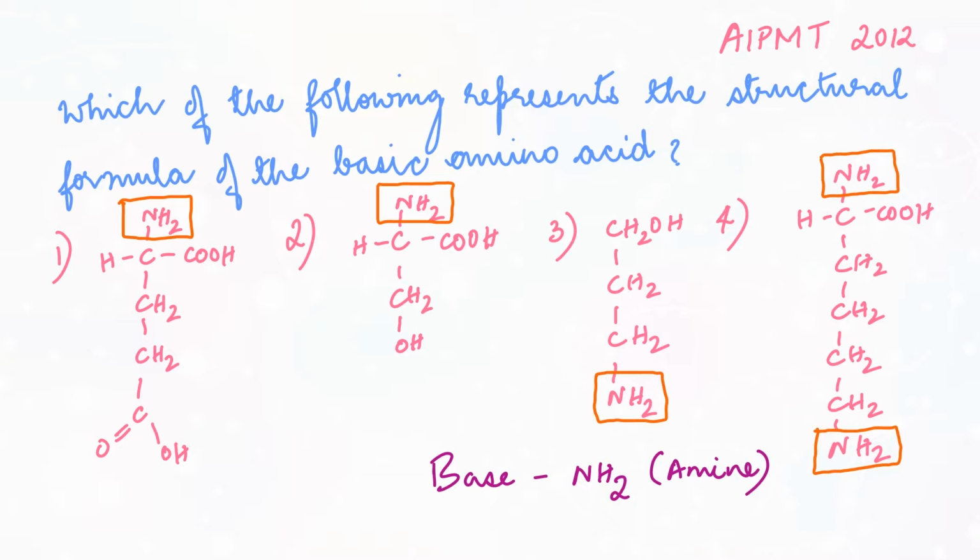Now let's go to option 3. Option 3, you can see, is not an amino acid. It does not have an acid group. So option 3 is also ruled out. Now let's go to option 4, which has to be your answer. But let's see how. As you can see, there are two amine groups: the amine group that is attached to the alpha carbon and an amine group in the R group of the amino acid. So this is a base, and this is your basic amino acid. It is basically lysine, and option 4 is your answer.